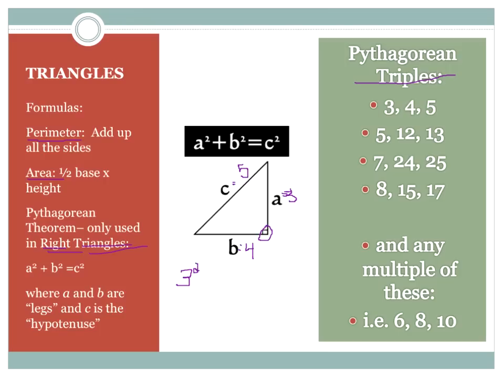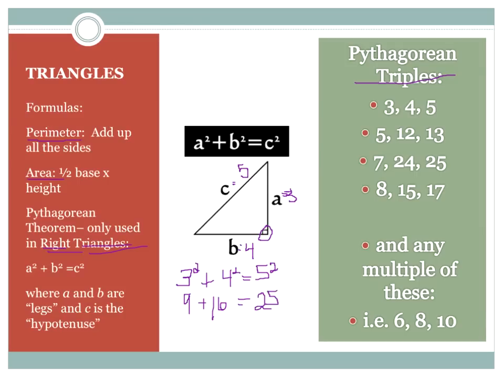We would have 3 squared plus 4 squared equals 5 squared. So what that's telling us is that 9 plus 16 must equal 25. And sure enough, it does. This is a triple that we use often in mathematics.